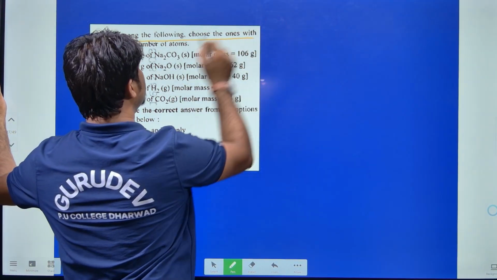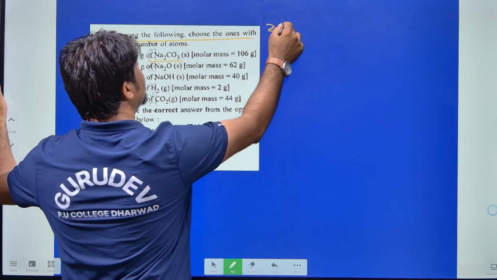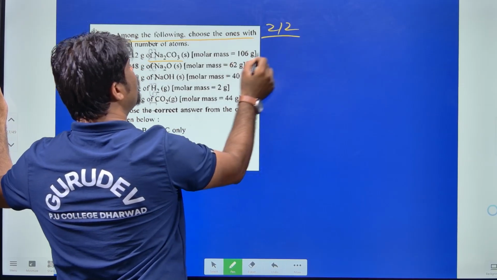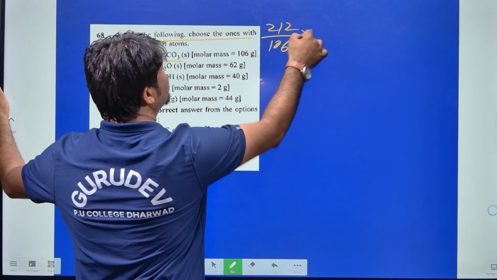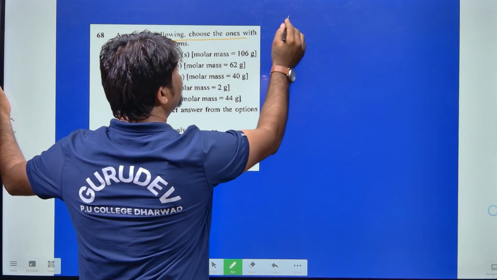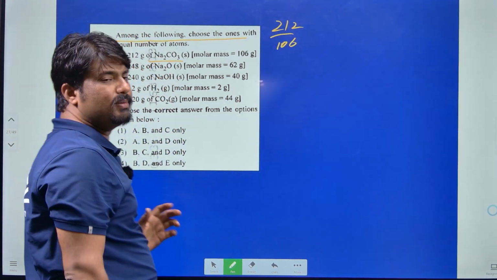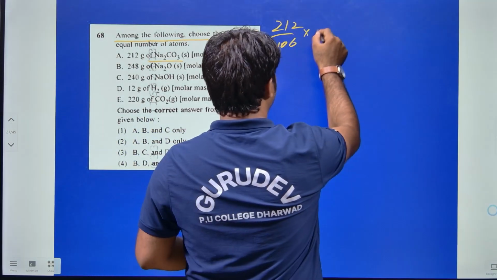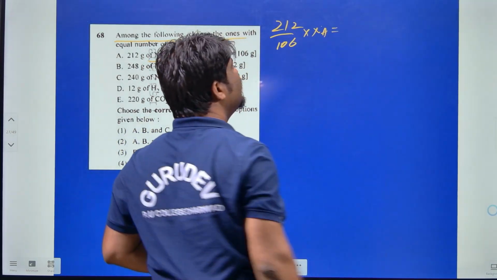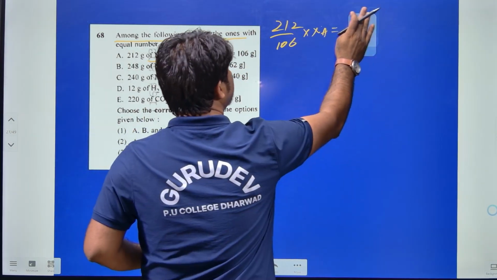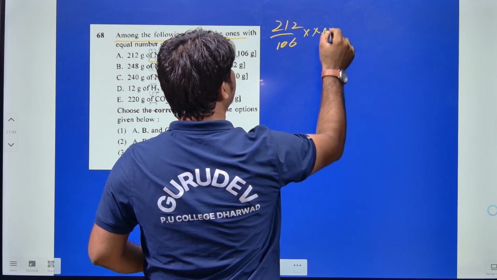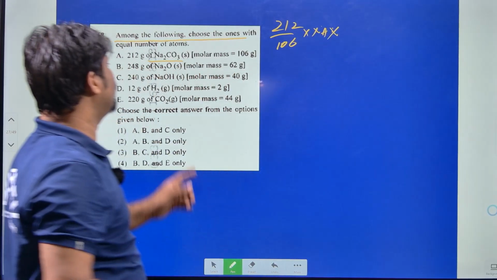See, the given mass of the sodium carbonate is 212 grams, divided by molecular mass 106. Then I will get the mole. I will write down 212 divided by 106. Given mass divided by molecular mass means I will get the mole. Mole multiplied by Avogadro number, then I can get the number of molecules. But they are asking for the number of atoms, so multiplied by how many number of atoms?